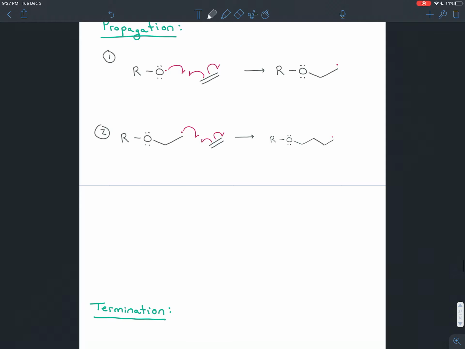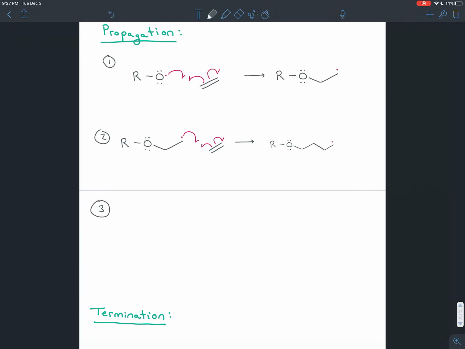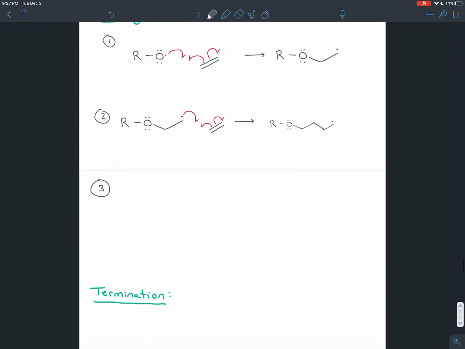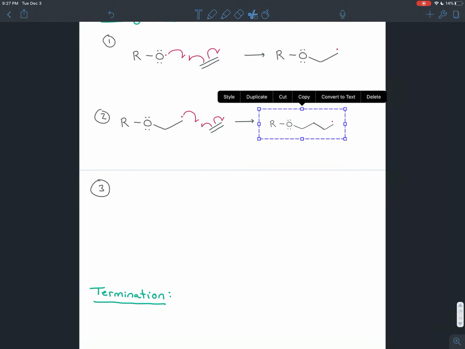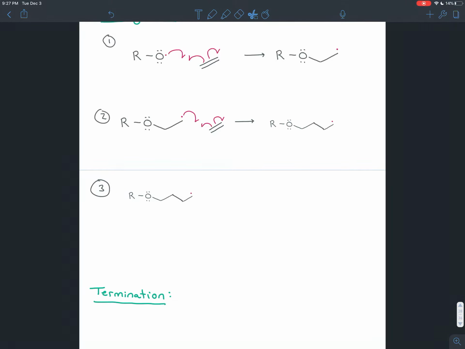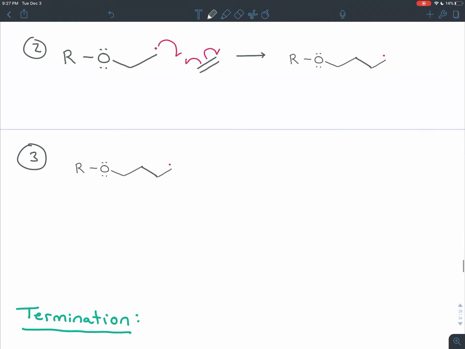Okay, we're going to repeat that process 2 more times. So we take this radical that we just made, and that is going to react with another molecule of ethylene. So this is going to be exactly like above, the same step. We're just making the chain longer. So this radical contributes 1 electron to a new bond, the pi bond contributes another electron to the new bond, the other electron in the pi bond goes on the carbon.